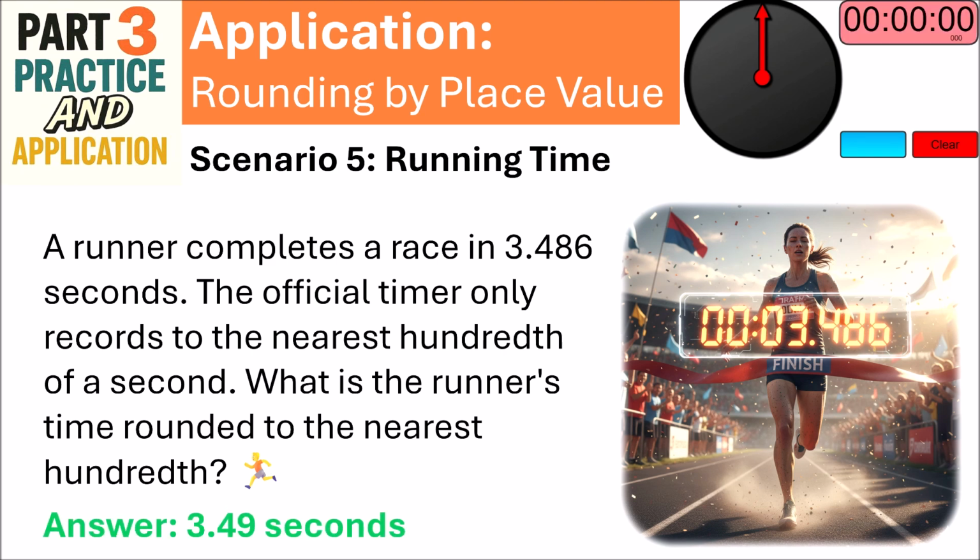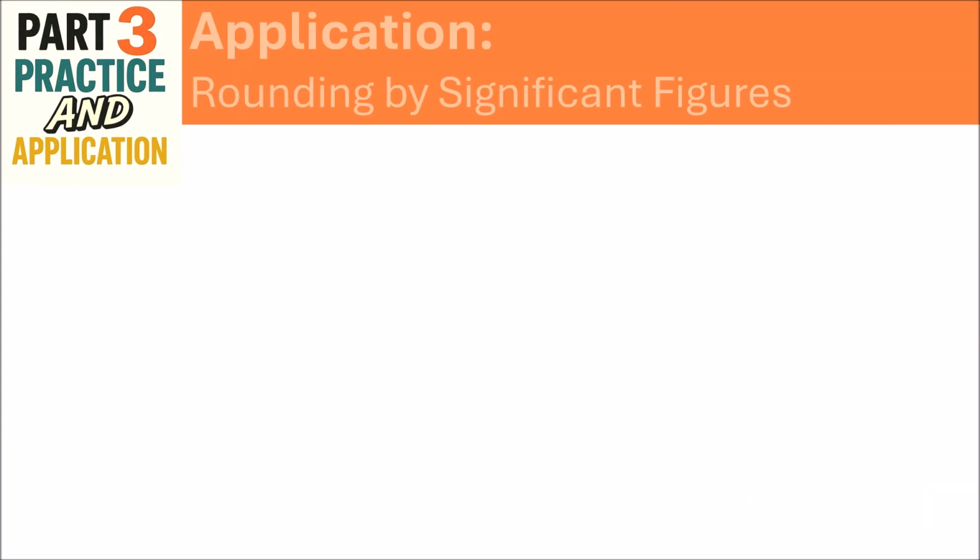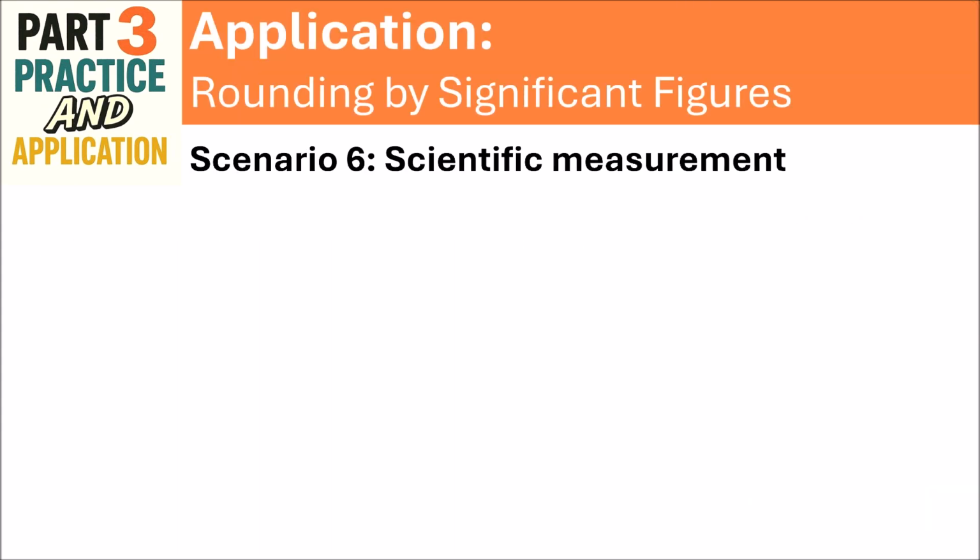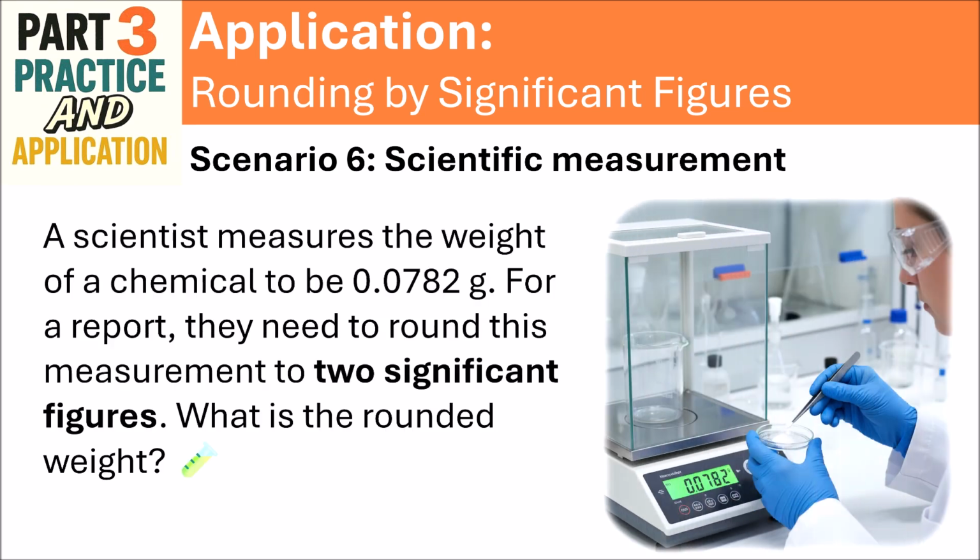Here is the answer. Got it right? Scenario 6. Rounding by significant figures applied to scientific measurement. A scientist measures the weight of a chemical to be 0.0782 grams. For a report, they need to round this measurement to two significant figures. What is the rounded weight?